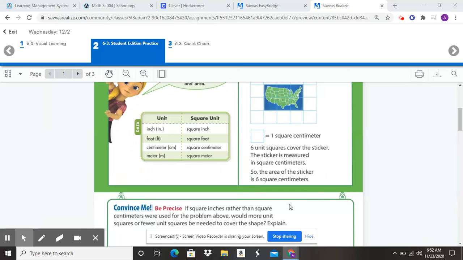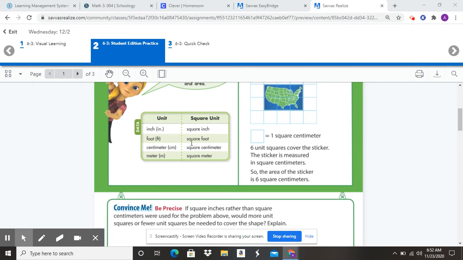This is going to be math for Wednesday, December the 12th. You are still working on area, which is finding what makes up the surface of a shape, what's on the inside of the shape. And we've been measuring area in square units. So today we're going to get more specific. And in the problems, it's either going to say square inches, square feet, square centimeters, or square meters.